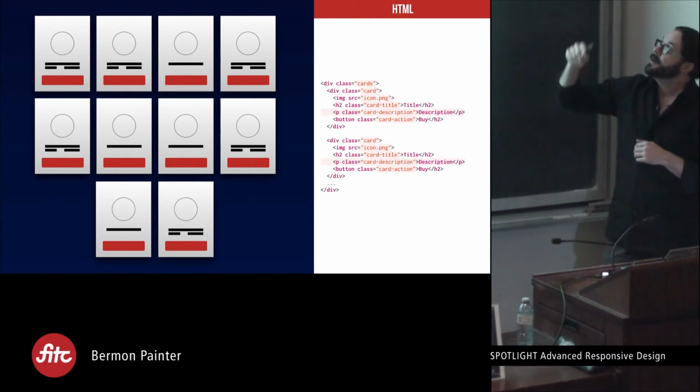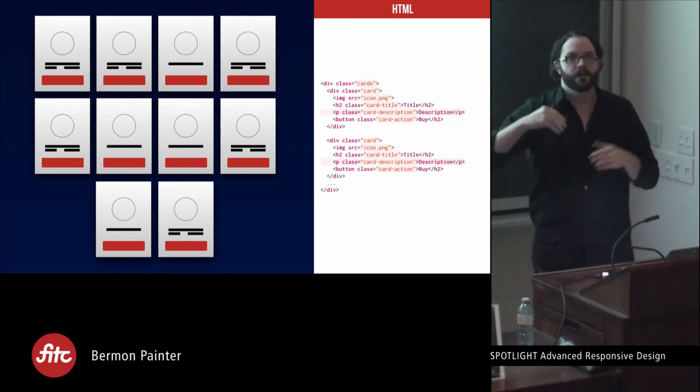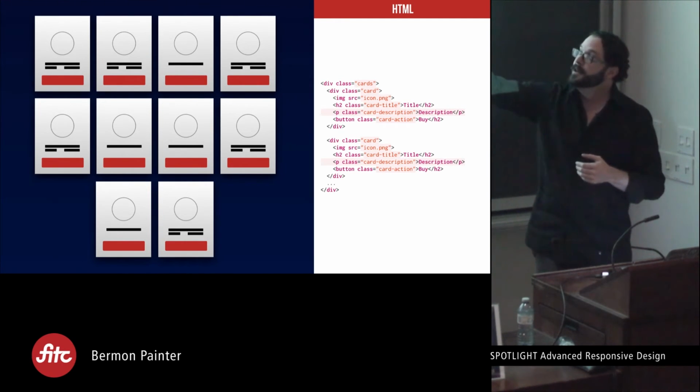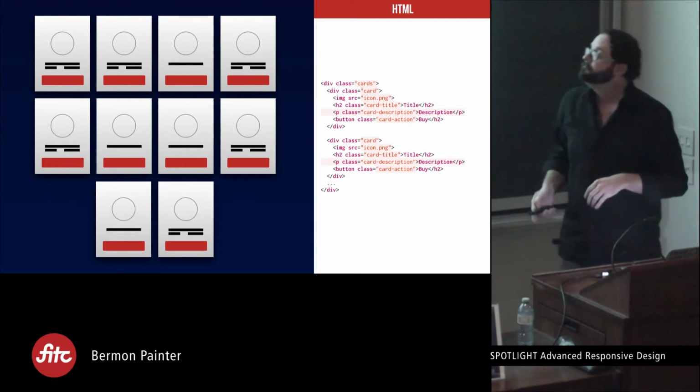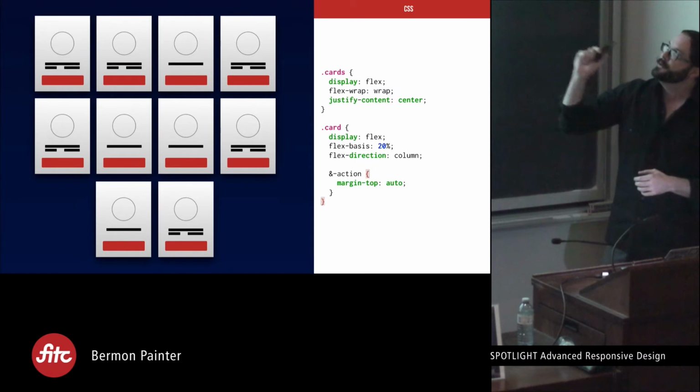So this is the HTML that we have. We have a card, and then inside that card, the thing that we're going to focus on is the card action. So I want the card action to be at the bottom of the box or the bottom of the card all the time, regardless of how much descriptive content we have in there. So here's what we do.